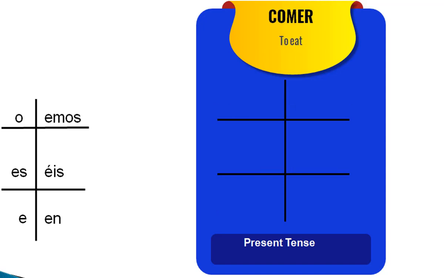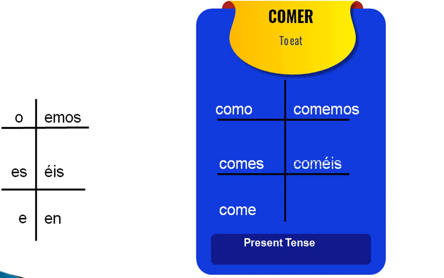Another very important or very popular word, comer, which means to eat. I eat, como. You eat, comes. He eats or she eats, come. We eat, comemos. You all eat, coméis. They eat or you all eat, comen.